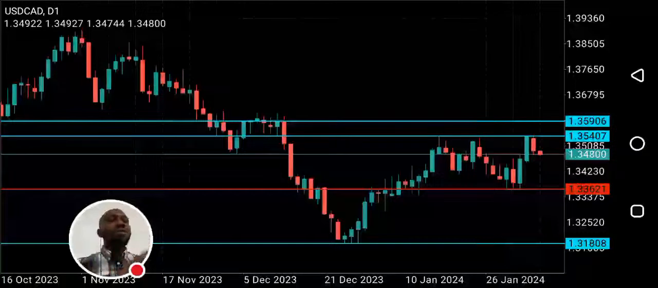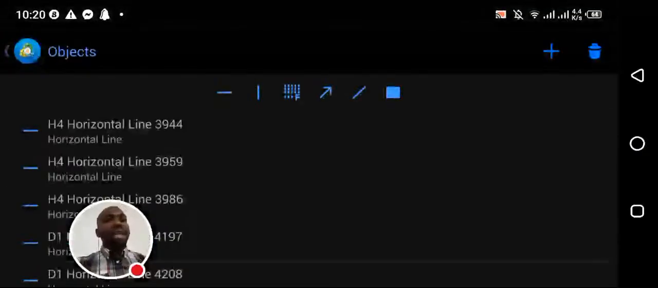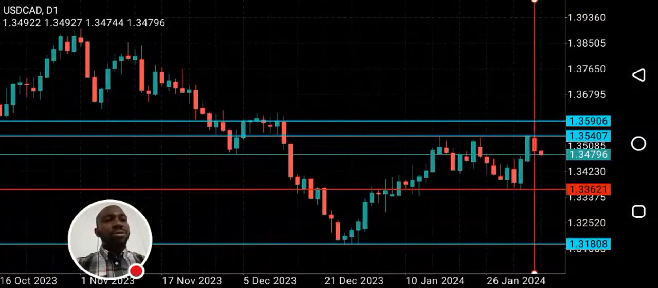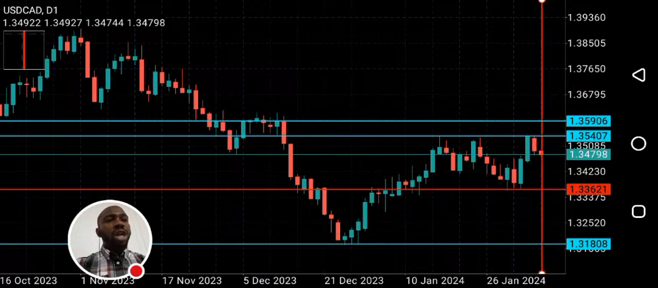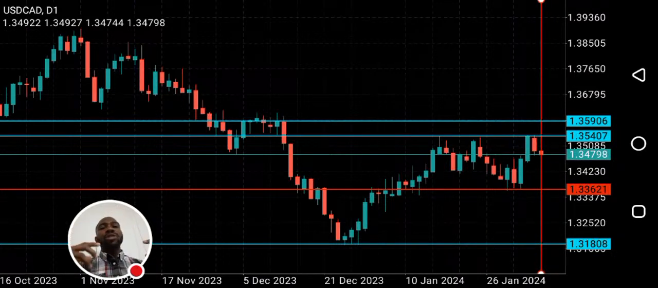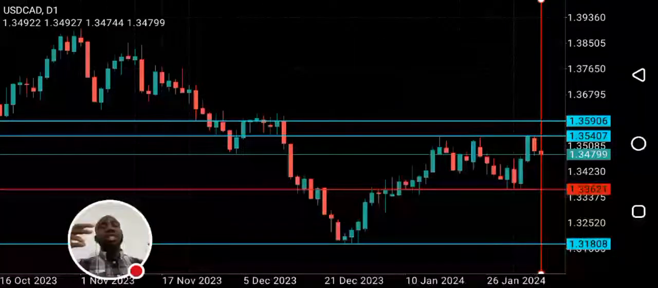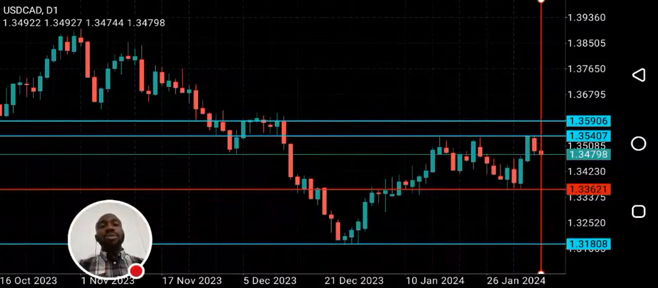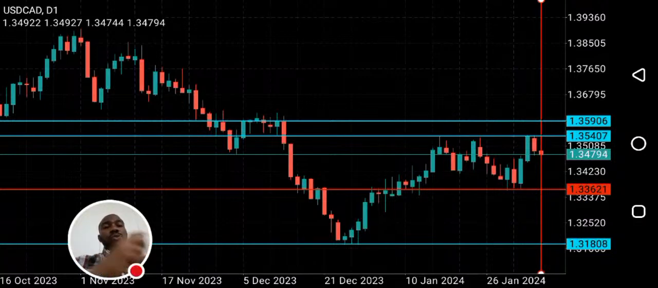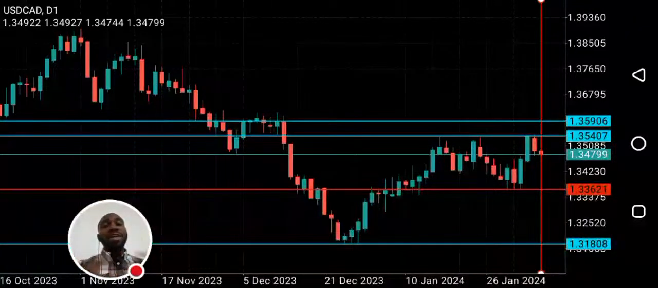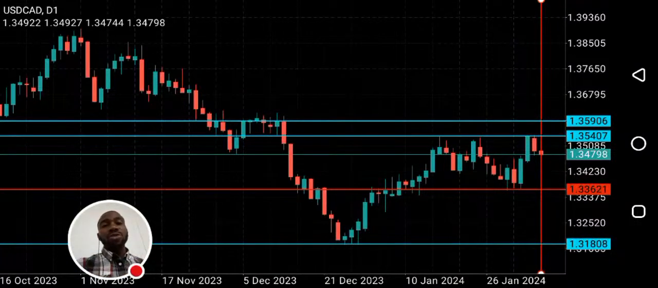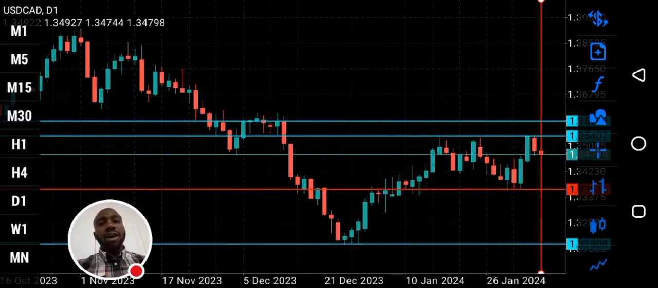Now, after the close of yesterday's candle, if we go down to 4 hour and there's a bearish pattern on 4 hour, that is a confirmation that USD CAD has changed its trend from bullish to bearish. On 4 hour, if there is a bearish reversal pattern, then we should be going for sell today. Let's go down to 4 hour.